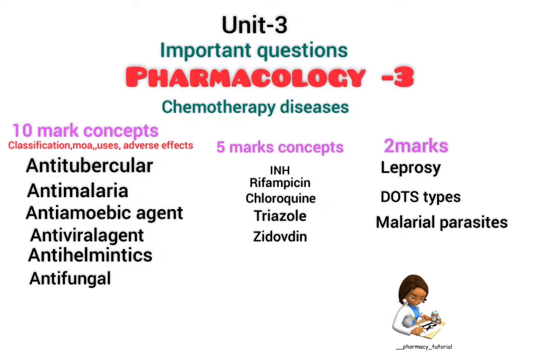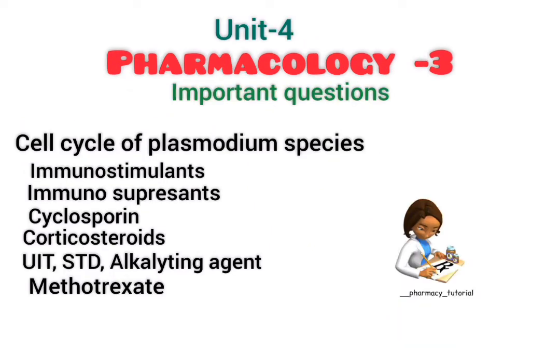And from Unit 4, Unit 4 is usually for 5 marks questions. From Unit 4, only 5 marks and 2 marks questions arise. So the life cycle of plasmodium species, they are going to ask for 5 marks. Immunostimulants and immunosuppressants, cyclosporin, corticosteroids, mechanism of action, adverse effects, uses, they are going to ask. And UTI, STD, alkylating agents, about that they are going to ask.